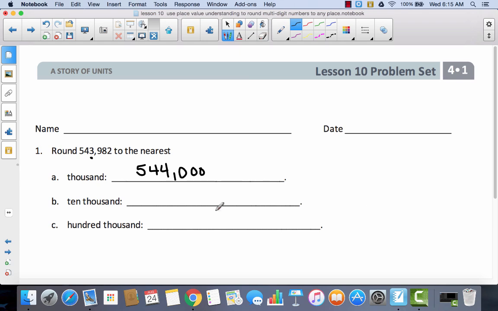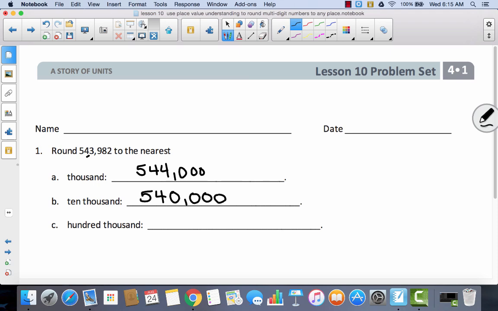All right, so now let's round this to the nearest 10,000. Okay, so I'm looking at the 10,000s place, and I see a 4. So there are 54 10,000s in this number. So that means that this number comes between 54 10,000 and 55 10,000. So would this be more or less than halfway? Well, it would be less than halfway, so I would round down to 54 10,000s. So remember, this is how you write 54 10,000s.